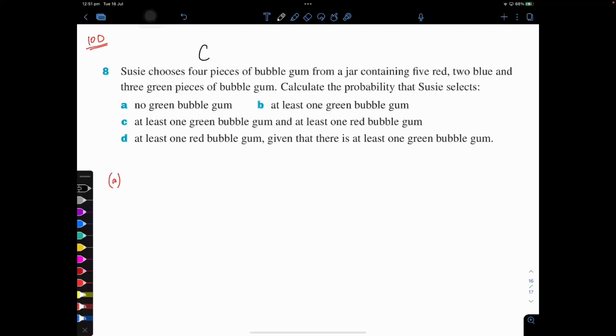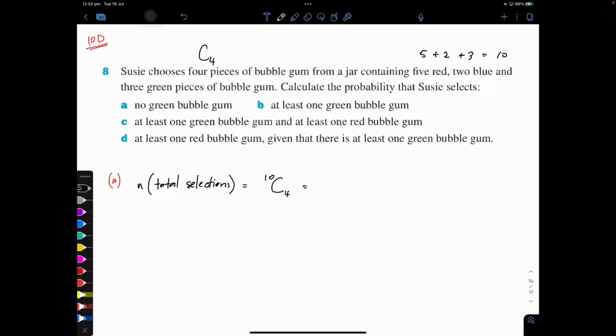So you're choosing 4 pieces of bubble gum. That's the total. How many pieces of bubble gum are there in total? 10. Yeah, 5 plus 2 plus 3 is 10. So our total number of selections would be 10 choose 4, and that becomes our denominator, 210.